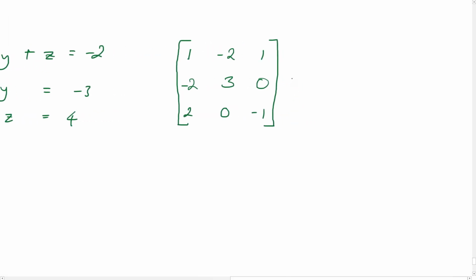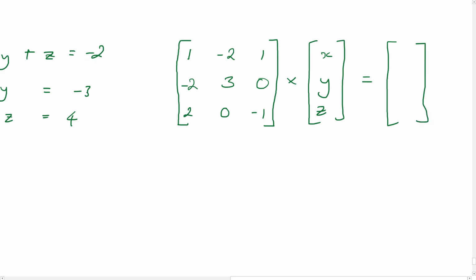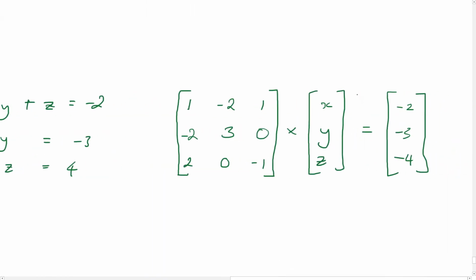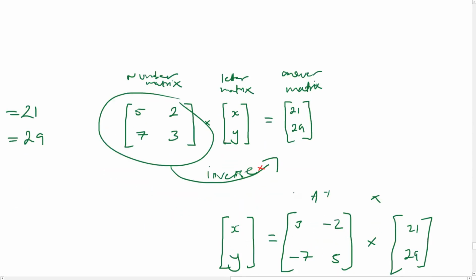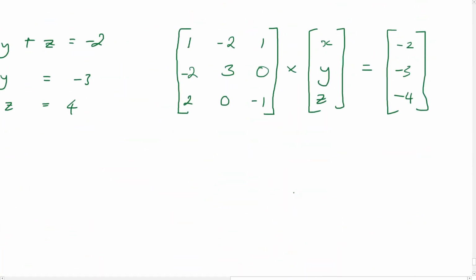Letter matrix, remember there's 3 variables here, so it's just going to be x, y, and z. And then your answer matrix, it's just the answers for each of these equations. So -2, -3, -4. And then it's the same exact process for this one. You're going to get the inverse of that matrix, put it on the other side, and multiply it with the answer matrix. Same exact process.